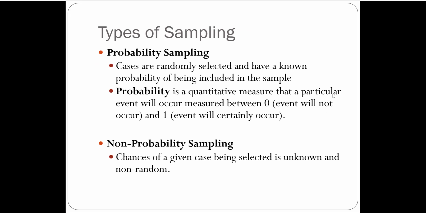There are two main types of sampling. There's probability sampling, in which cases are randomly selected and have a known probability of being included in the sample.